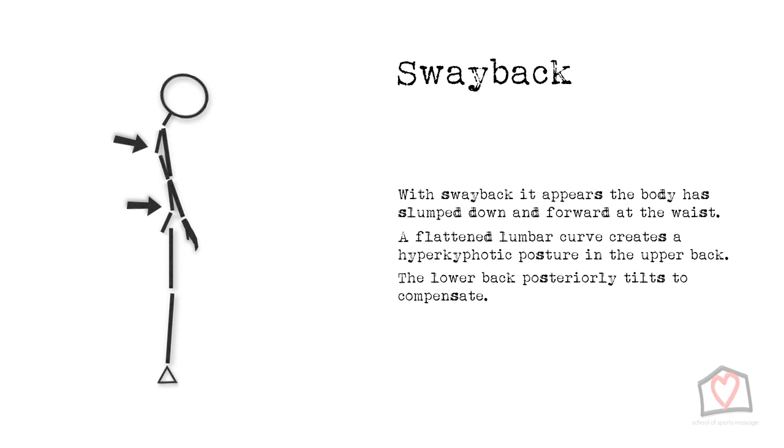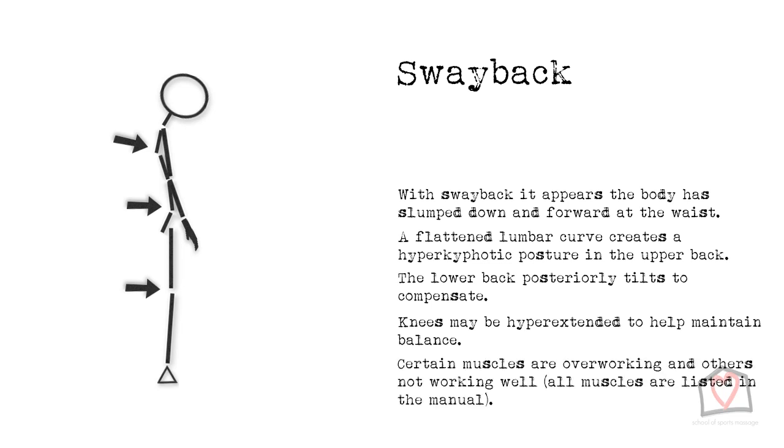When you look at someone, they will look like they're leaning back from the hips. You may also find they have hyperextended knees to further help maintain their balance. You will see the head poke forward slightly and a flat lower back. You will find, as with all these postures, certain muscles are overworking and others not working as well. Again, these are listed in your manual.